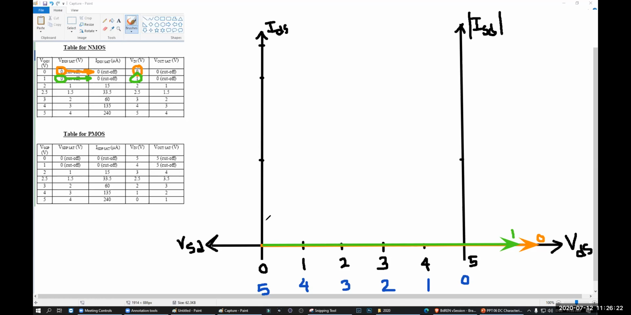Okay. So which one is 0 then? This one is 0, right? This is the IDS, that is the 0. That's why they are going through the bottom. Okay, next one. Let's use this color. For 1, what is your current? 15, right? For 1, your current is 15. Where is 15? Where is 1? This is 1.